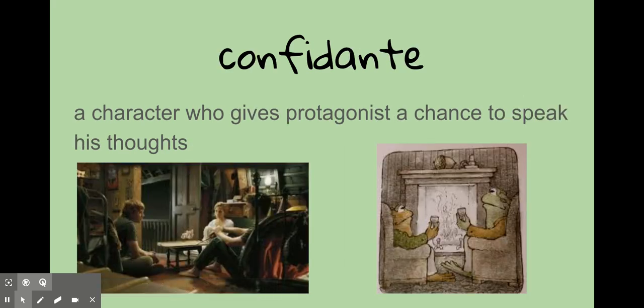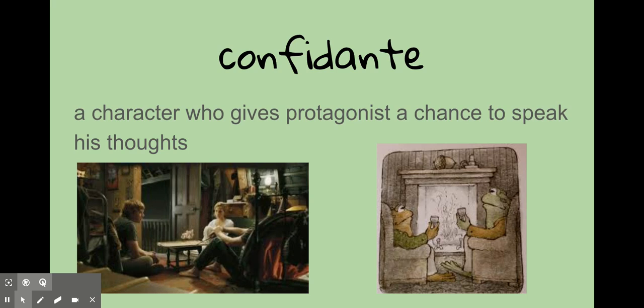Okay, a confidant is a character who gives the protagonist a chance to speak his thoughts. The confidant's role there is to allow us sometimes to see into the head of a main character that we otherwise would not be able to see into. In the Harry Potter films especially, Harry talks with Ron and Hermione about what he's feeling and thinking. If he didn't do that, then we would not know how he was feeling. And so the purpose of the confidant is really so the reader can learn more about what the main character is thinking inside.